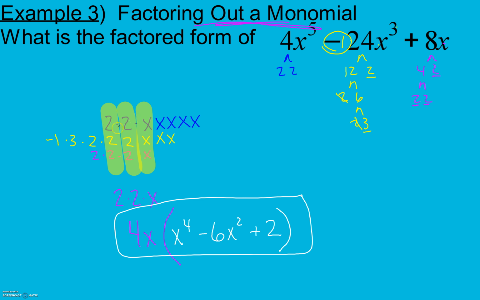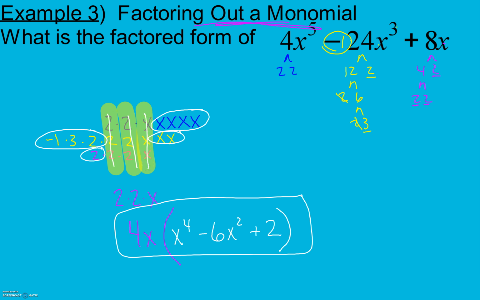And that's part of the reason that it's helpful to list out our factors and do it that way, because then once we've gotten rid of our common factors, we can see what's left. I have x to the 4th power, negative 6x squared, and just a 2. We've already used those 3 columns.